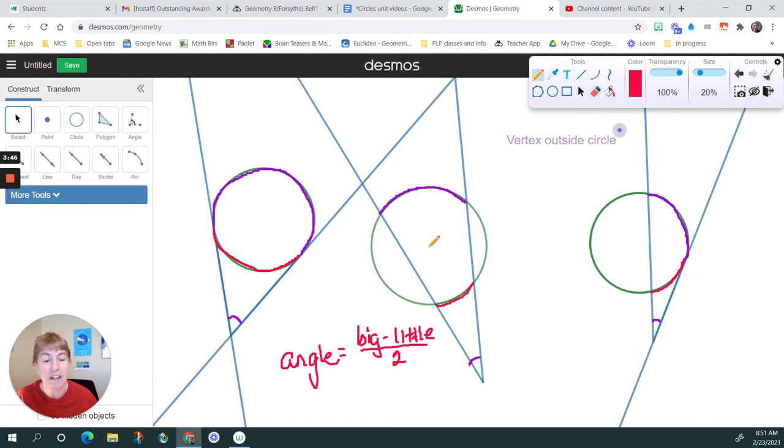For this one in the center, the big arc and the little arc do not make up the whole circle, so we would need more information. Over here, the big arc and the little arc do not make up the whole circle, so we would need more information. So heads up when you have two tangents that they might give you less information, and that might be okay. But in general, our angle is always the big arc minus the little arc divided by 2.